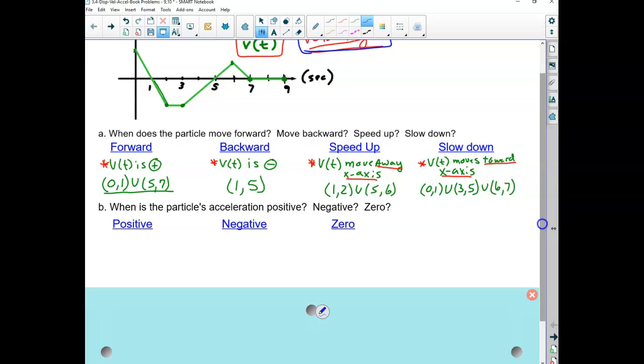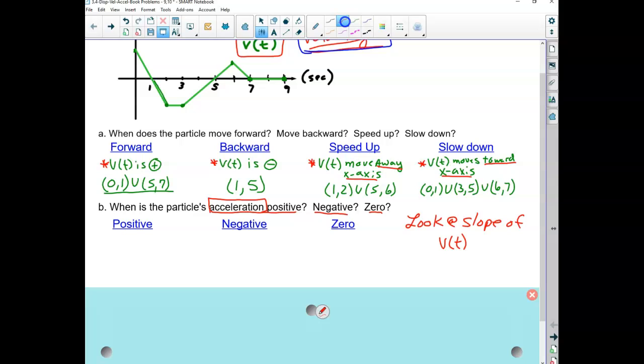Acceleration. When is the particle's acceleration positive, negative, and zero? Well, now that I'm talking acceleration, don't I have to look at the slope of v of t to get that? Because acceleration is the derivative of velocity, therefore it's the slope of the velocity graph.